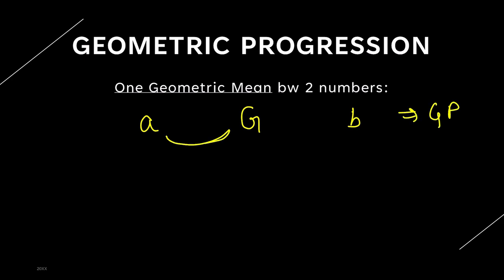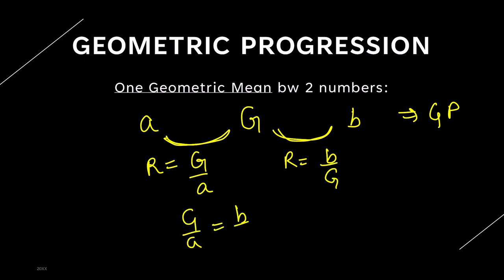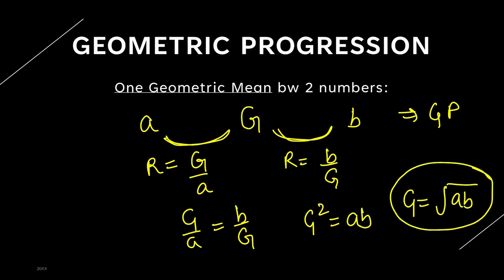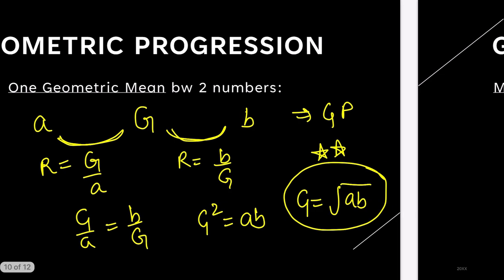If this is a GP series, the common ratio has to be the same. Common ratio here is G by A. Common ratio here is B by G. Since both are equal, G by A is equal to B by G. So you will get G square as AB, and the geometric mean G is under root AB, right? I am putting a star here.